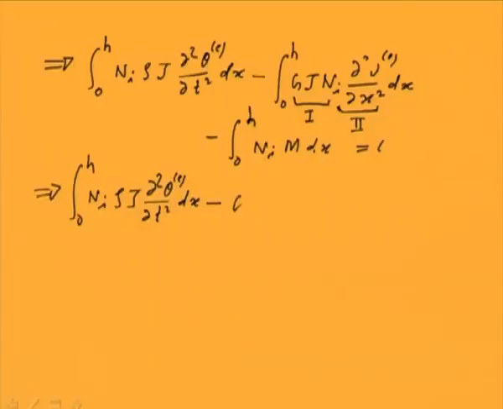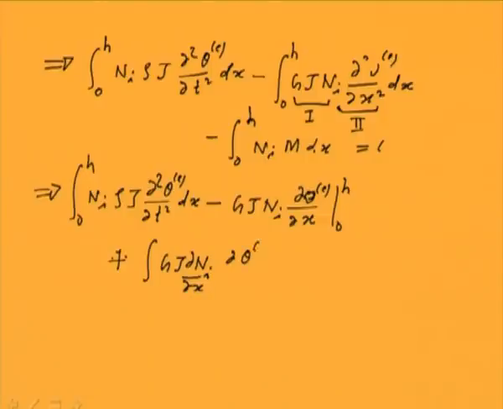So, here the first term will remain as it is, then integration of the second term from 0 to h, h is the element length, plus G J. Here we are doing the differentiation of the first term, and then the integration of the first term, and this, and the last term remains the same.